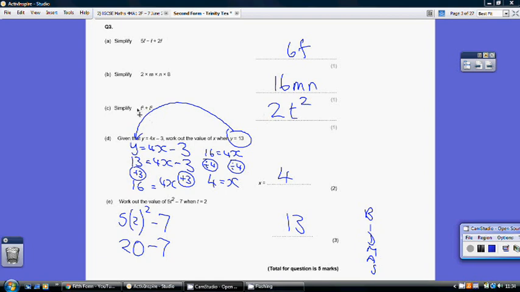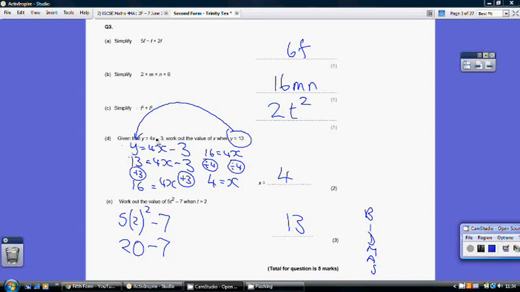Be careful, this does not say t squared multiplied by t squared, which would have been t times t times t times t, which would have been t to the power of 4. So be very clear in your mind the difference between when you're adding terms and when you're multiplying terms.